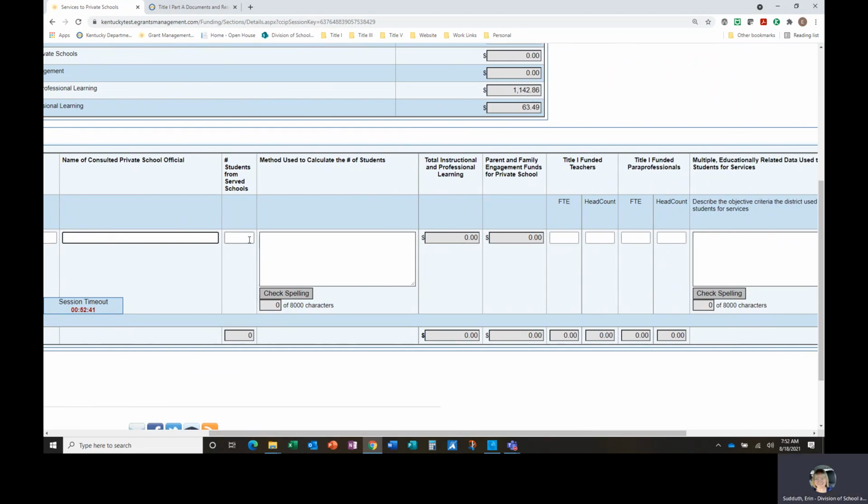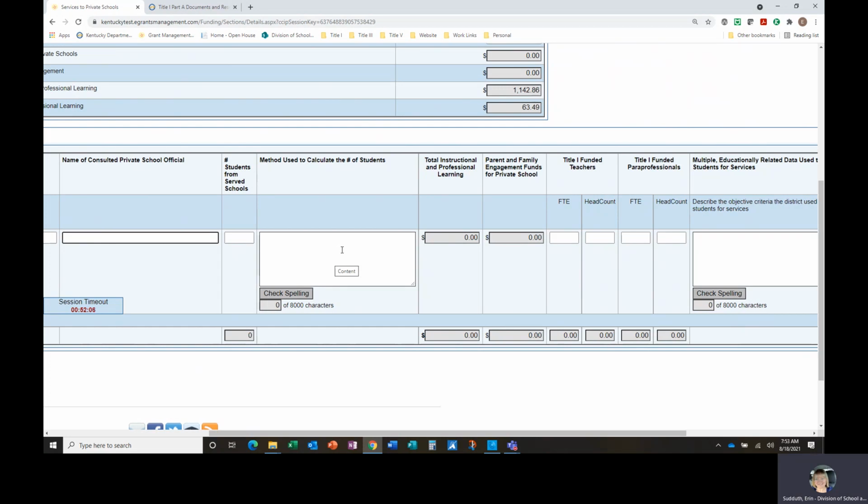Enter the number of low-income students attending each private school that would otherwise have attended one of the public schools receiving Title I services. This number should match the number entered on the school eligibility page. The number of students determines the amount of funds for the private school. However, they're not necessarily the same students who will receive services. So this does not represent the number of students who are going to be served at the school, simply the number used to determine the allocation.